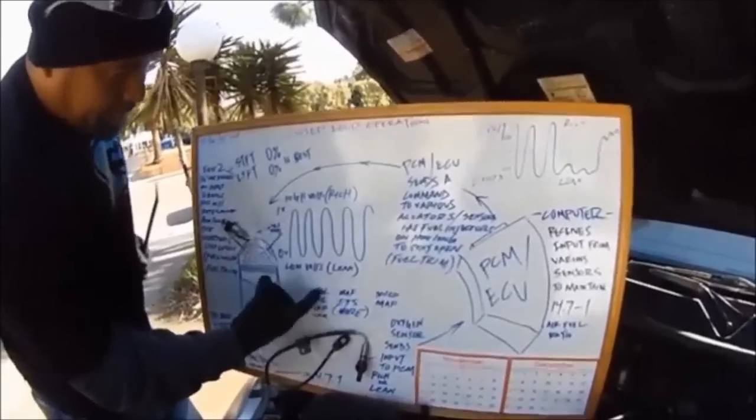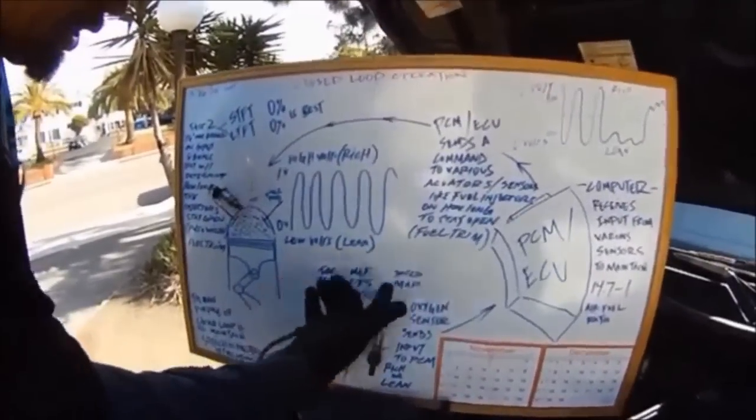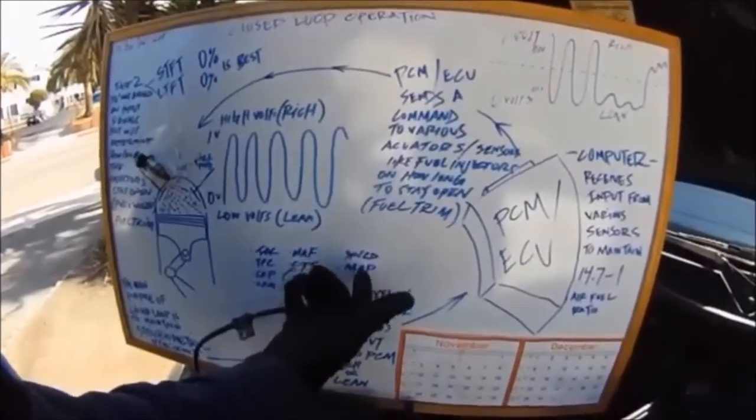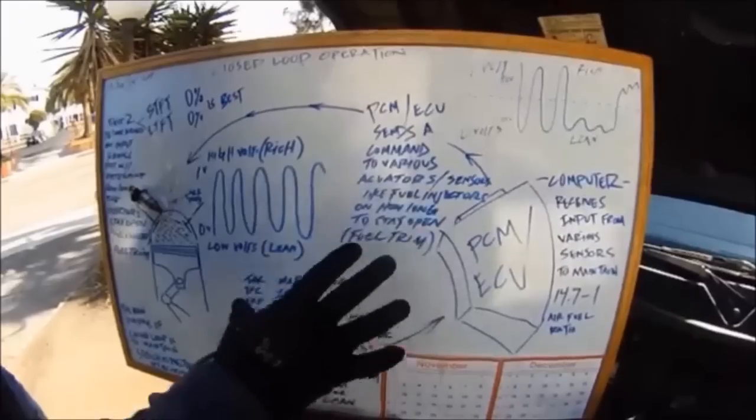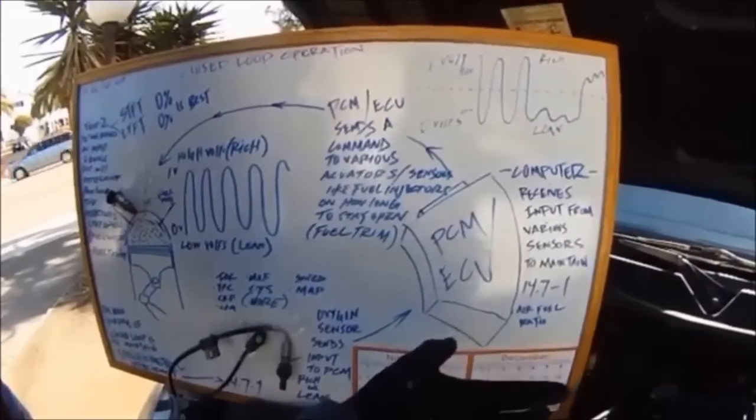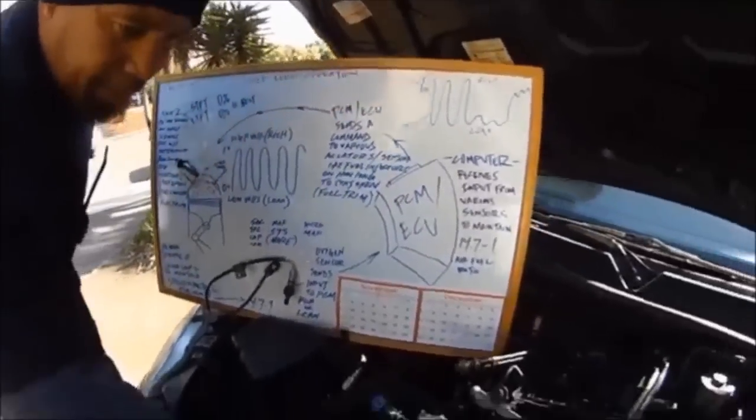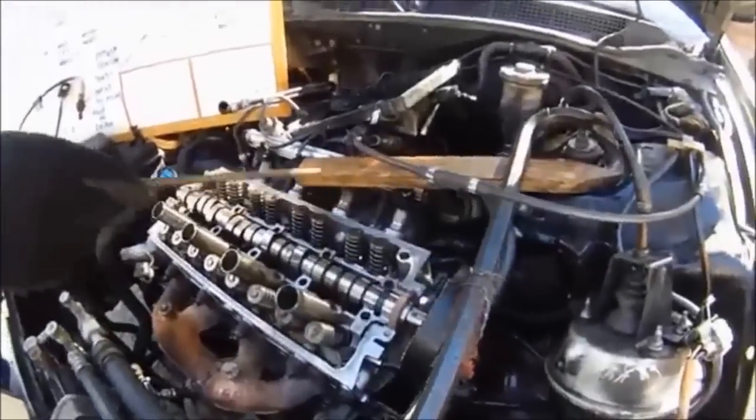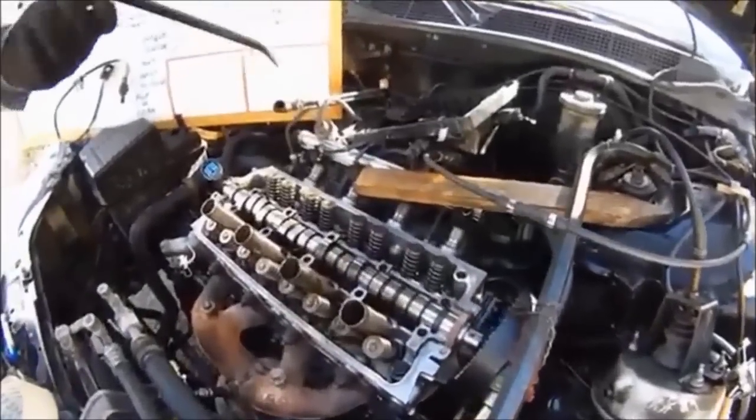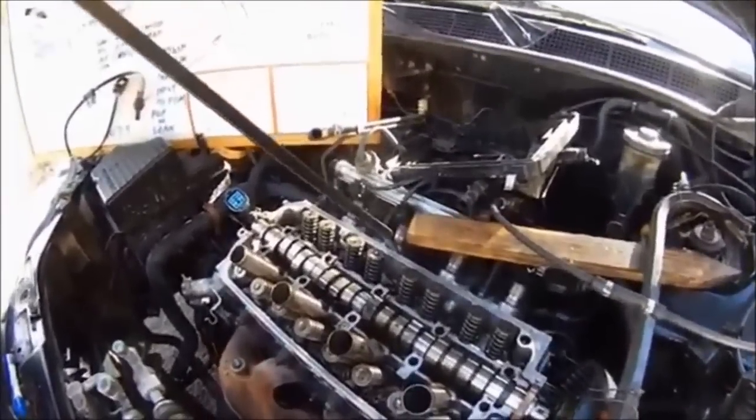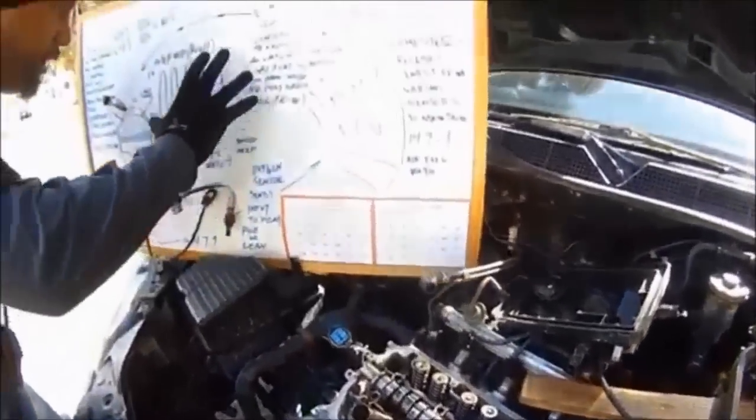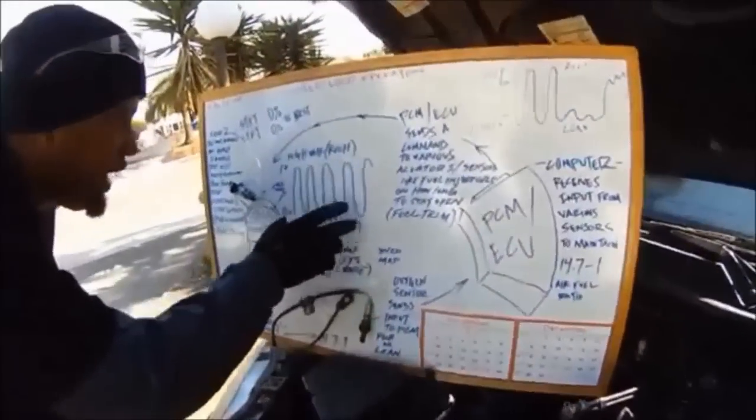So if one of these sensors is off, let's pick one. Say this one, the MAP sensor. The MAP sensor detects a load in the engine. If you have a rip in a hose and you have a vacuum leak, or even if you have a leak here on the intake manifold gasket, you will be running lean, which is down here. Let's go to this now.